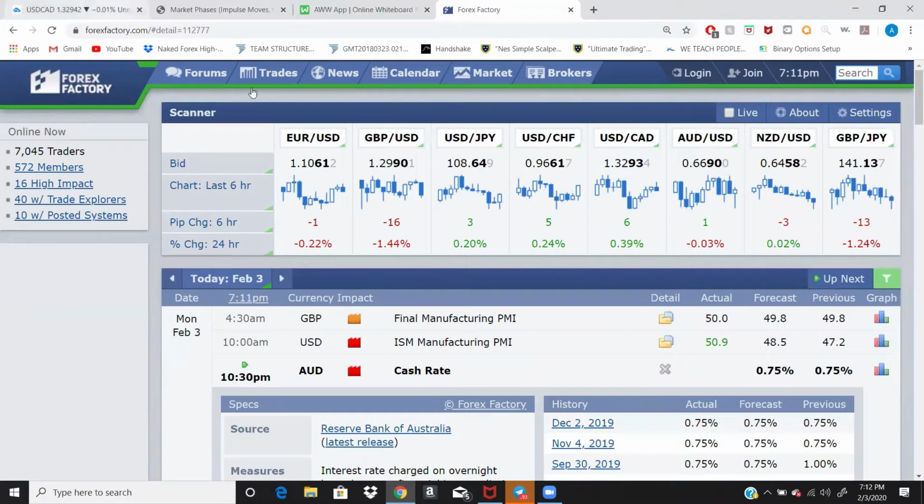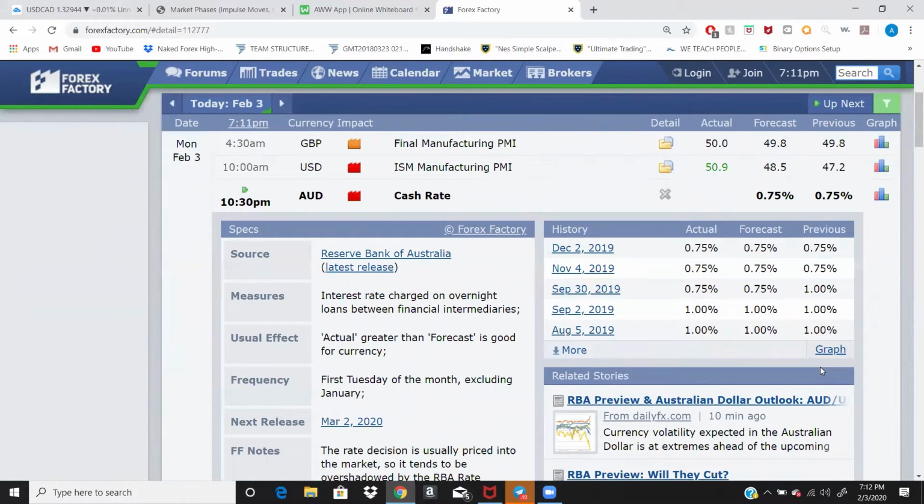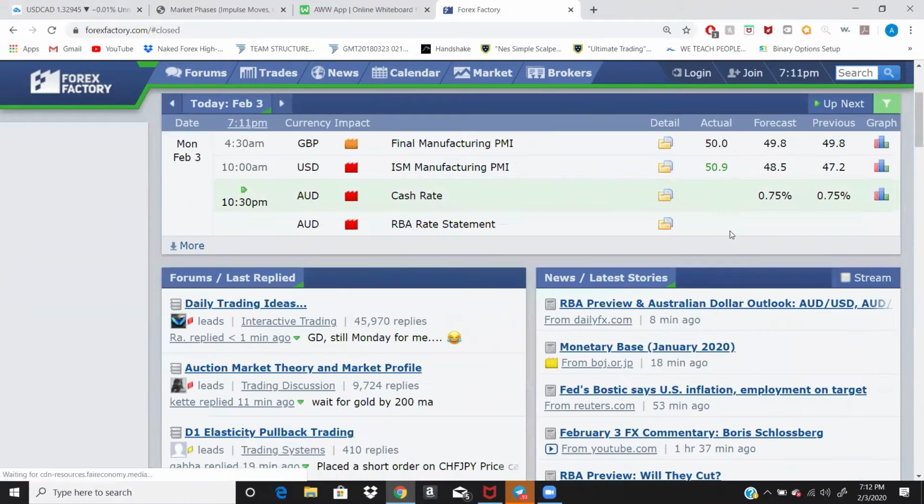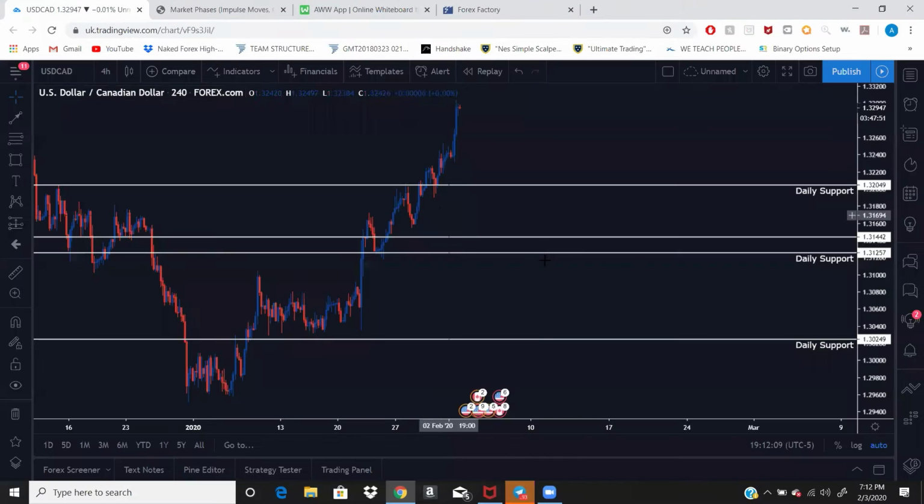I'm gonna have to take a look at that. But I believe it will be bullish for AUD. So, one second.